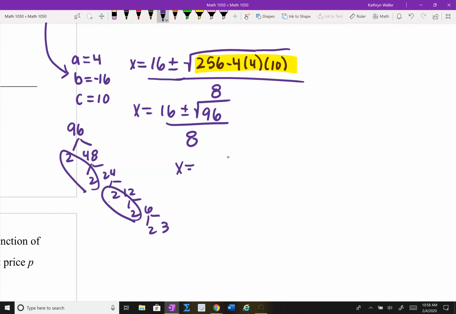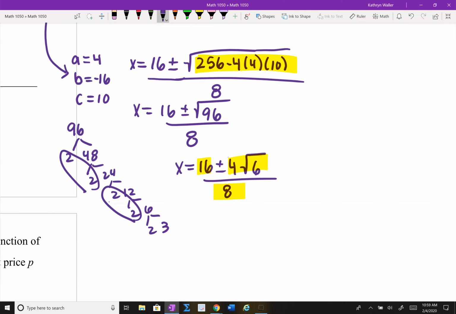So what I have now is x equals 16 plus or minus. On the outside, I have two 2's, which is a 4. 2 times 2 is 4. On the inside, tell me what I have on the inside. A 6, and that's all over 8. How many people are in this picture, guys? Tell me. 3. Person, person, person.